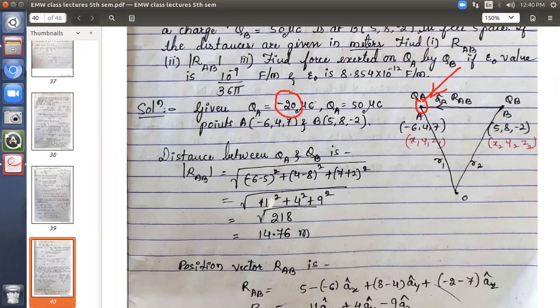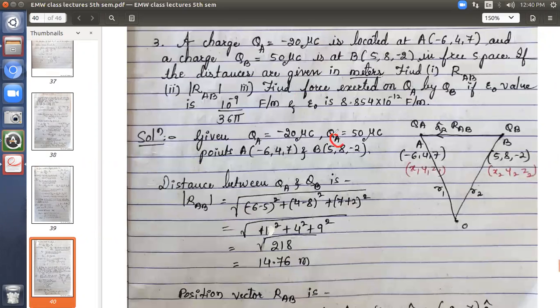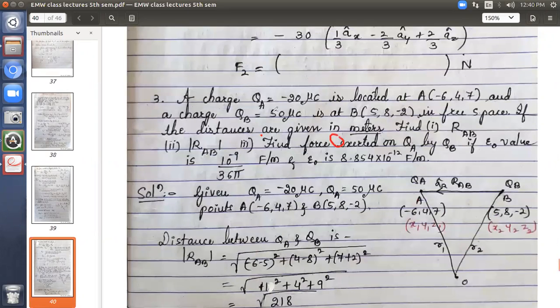I think I have missed something here. I have used the suffix QA only. Okay, let me confirm it. QA is minus 20, QB is 50. So please make this QB. QB given is 50 microcoulombs, so it is a positive charge.